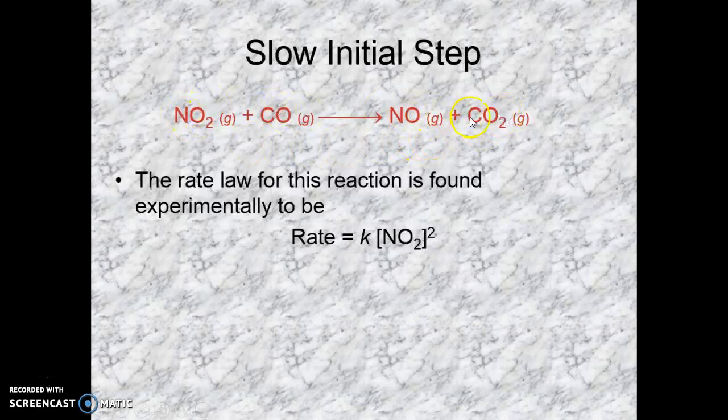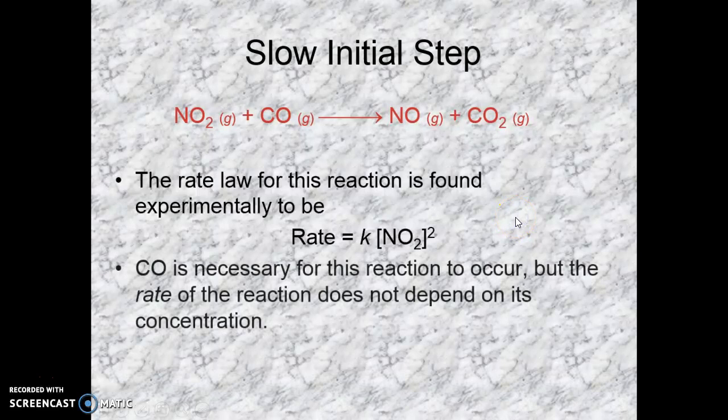Well, if you look at the overall reaction, you have no idea how they come up with that, right? The mechanism will let us predict how it must happen in order for us to come up with a rate law that looks like this. So CO is necessary for the reaction to occur, but the rate of the reaction is independent of it. So we know that for sure. So the CO is not part of the slowest step. NO2, however, is part of the slowest step because it appears in the overall rate of the reaction.